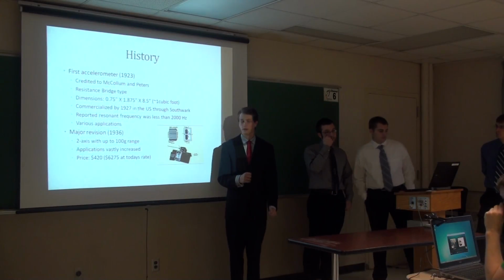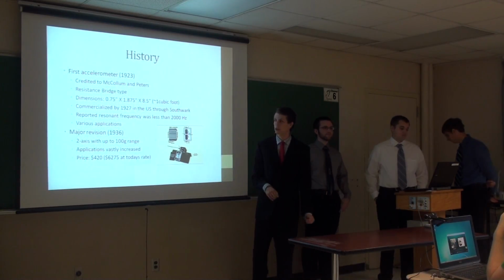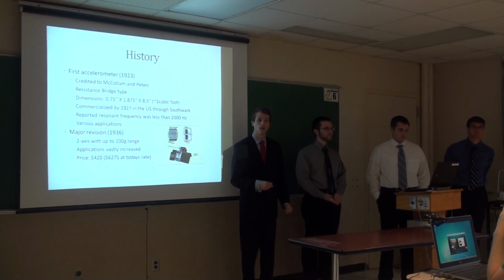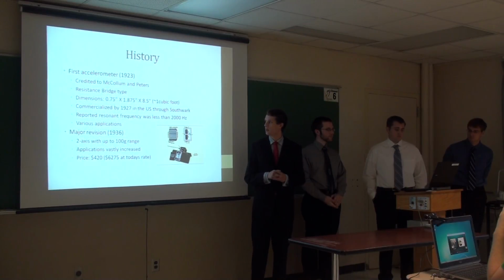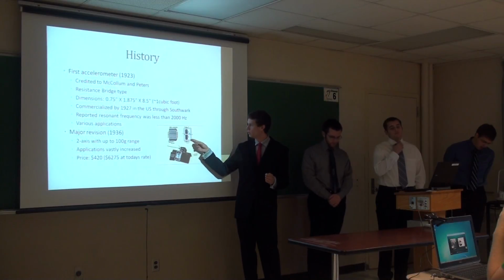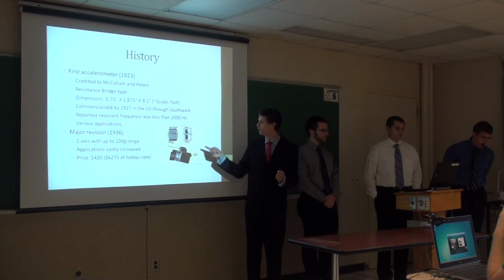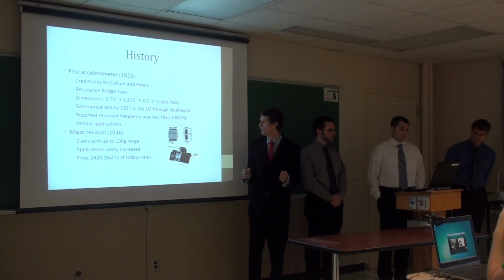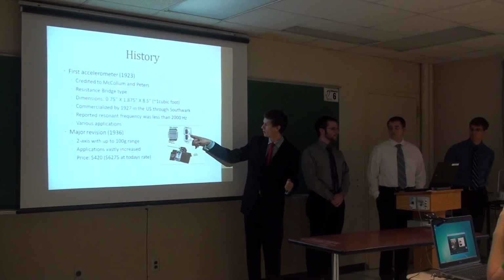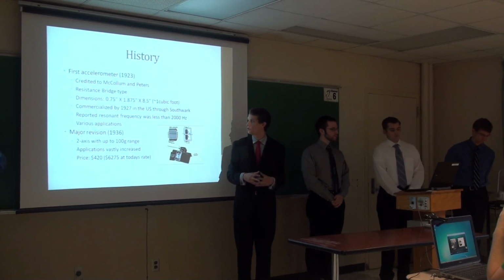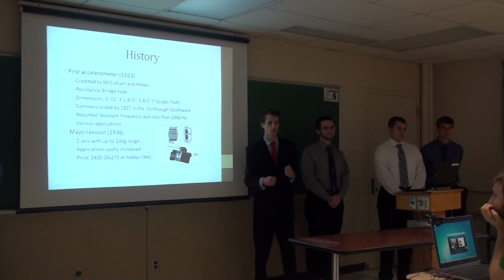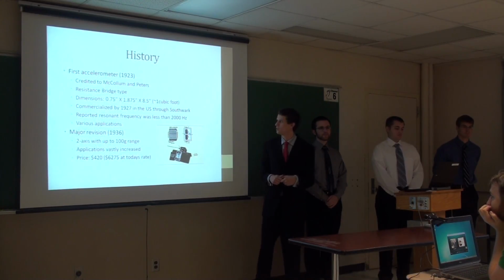A brief little history of the accelerometer. The very first accelerometer was created in 1923, credited to McCollum and Peters. It is a resistance bridge type. It's an E-shaped frame with 20 to 50 carbon rings, and it works as a half bridge between the top and the center. It was only commercialized 5 years later, in 1927, through Southrec, which was later BSL Electronics.